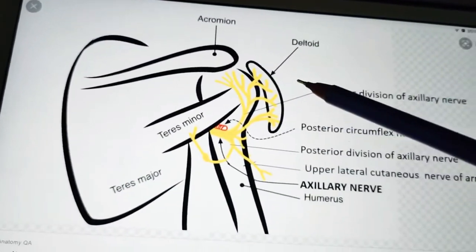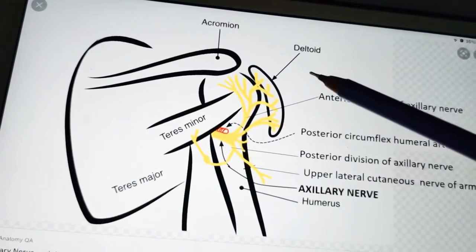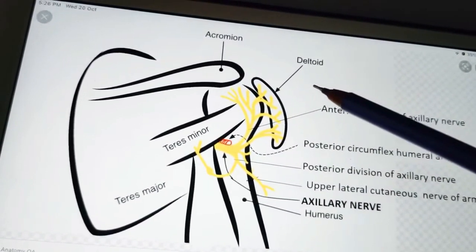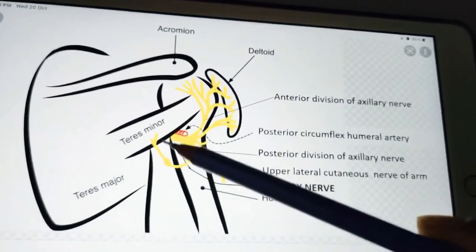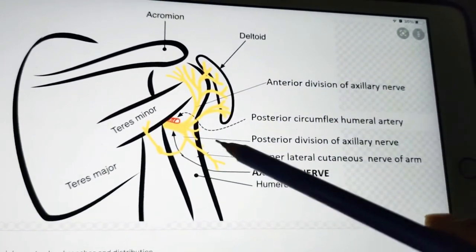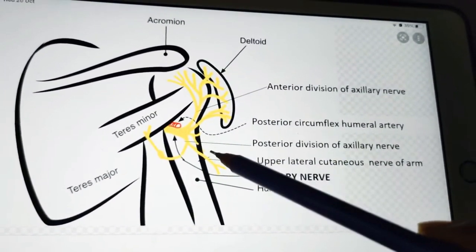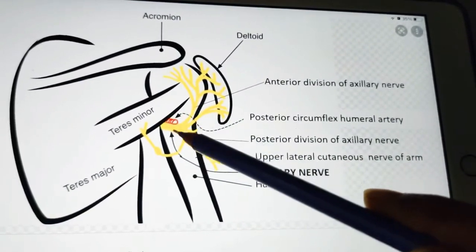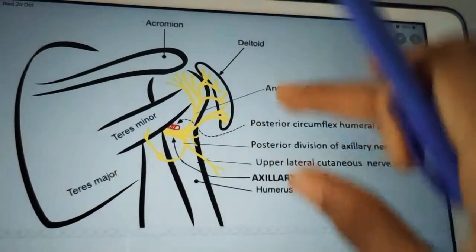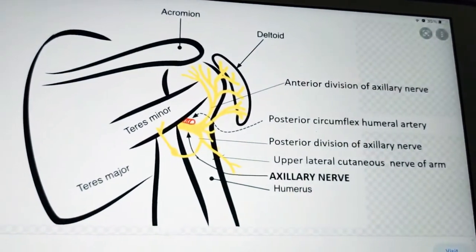In that quadrangular space, this axillary nerve terminates and divides into two branches. As I said, it is divided into anterior division and posterior division, right? It is dividing in the quadrangular space, which you need to remember. So this is the quadrangular space. Here it is coming and dividing into the anterior and posterior division.